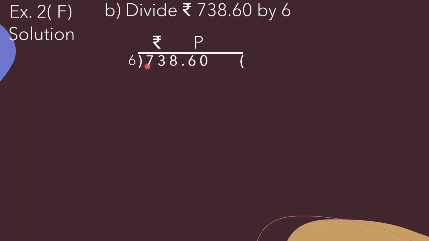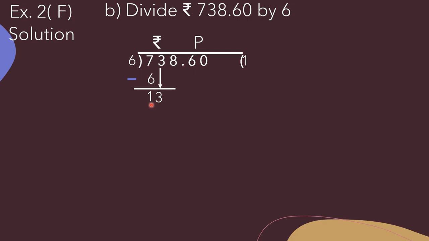So now we will start from our left hand side. Here we will divide 7 by 6. So here we will get the quotient 1 and we will write 6 below 7. Now we have to subtract. So 7 minus 6 is equal to 1. Now we will bring down this 3 here and now the number becomes 13.